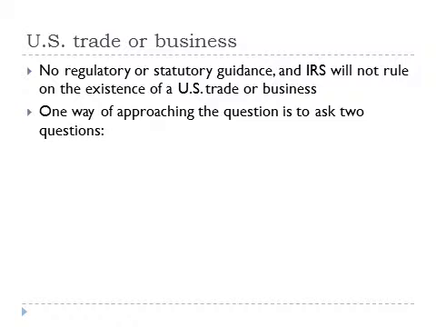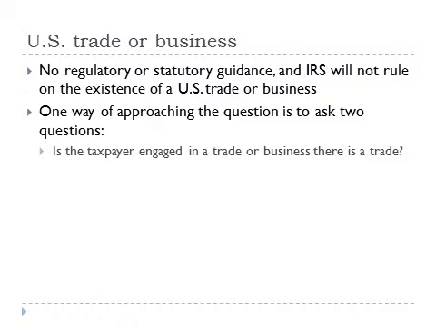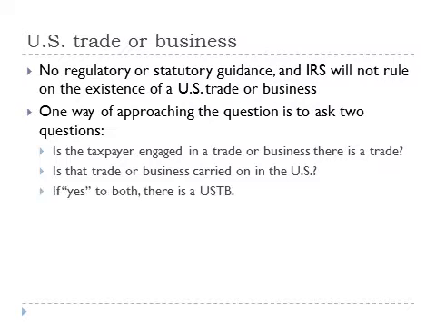One way of approaching the question of the existence of a U.S. trade or business is to ask two key questions. Is the taxpayer engaged in a trade or business? And is that trade or business carried on in the United States? If both questions can be answered yes, then the taxpayer is engaged in a U.S. trade or business.